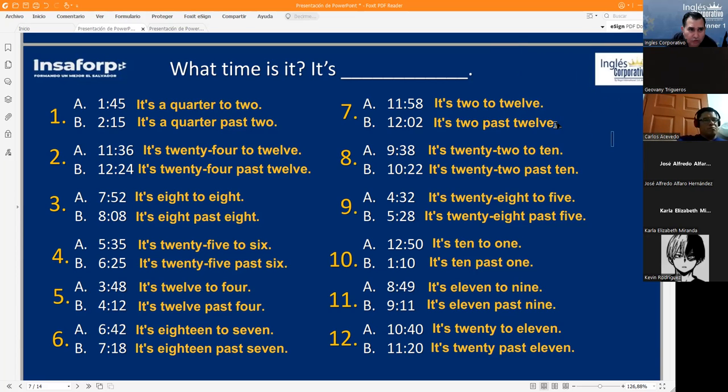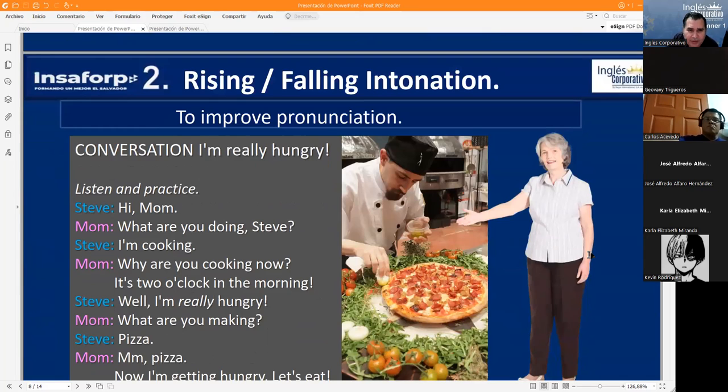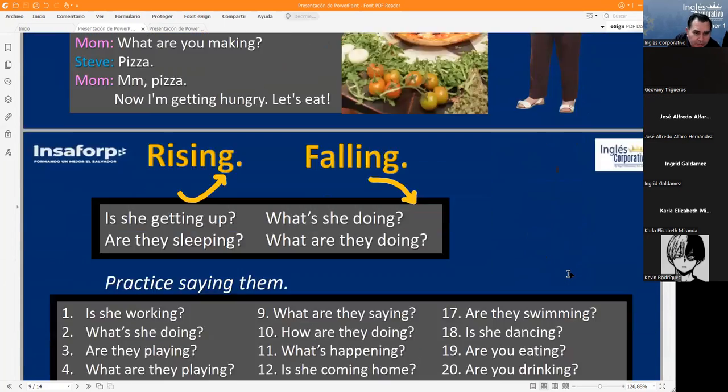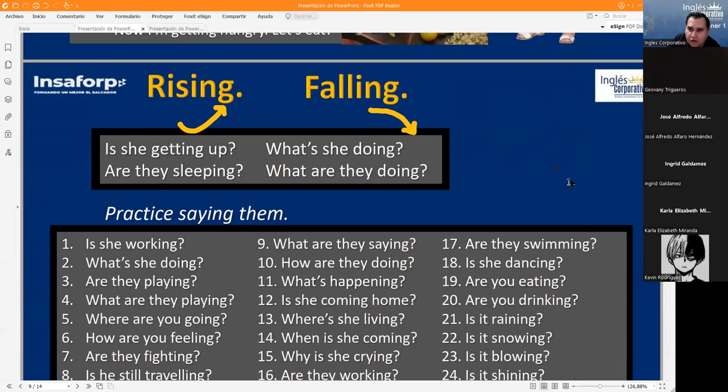Well, let's continue then, my friends. Okay. Rising and falling intonation. The purpose is to improve pronunciation. We're going to practice this. Listen, and then we practice the conversation.